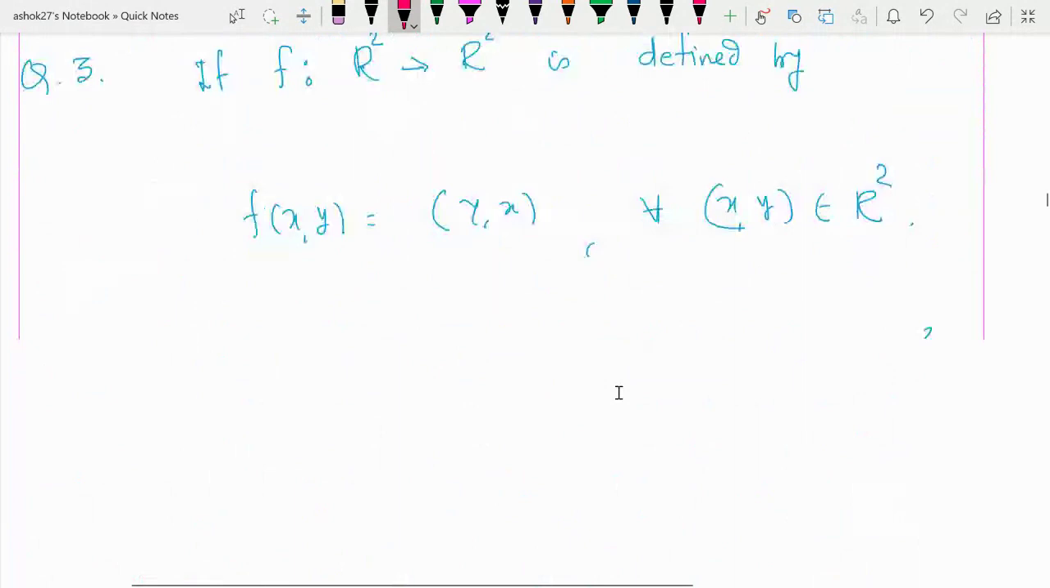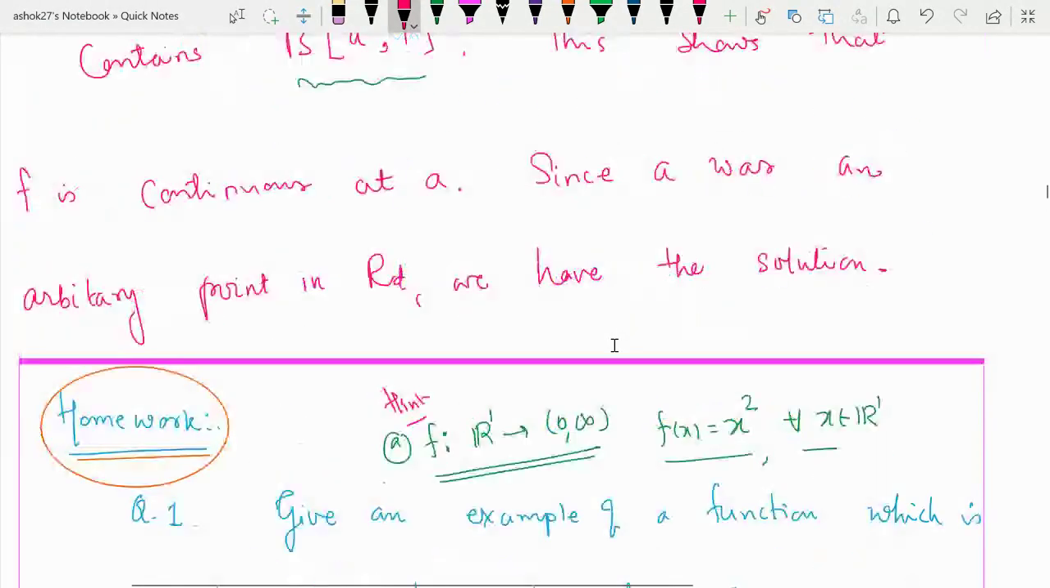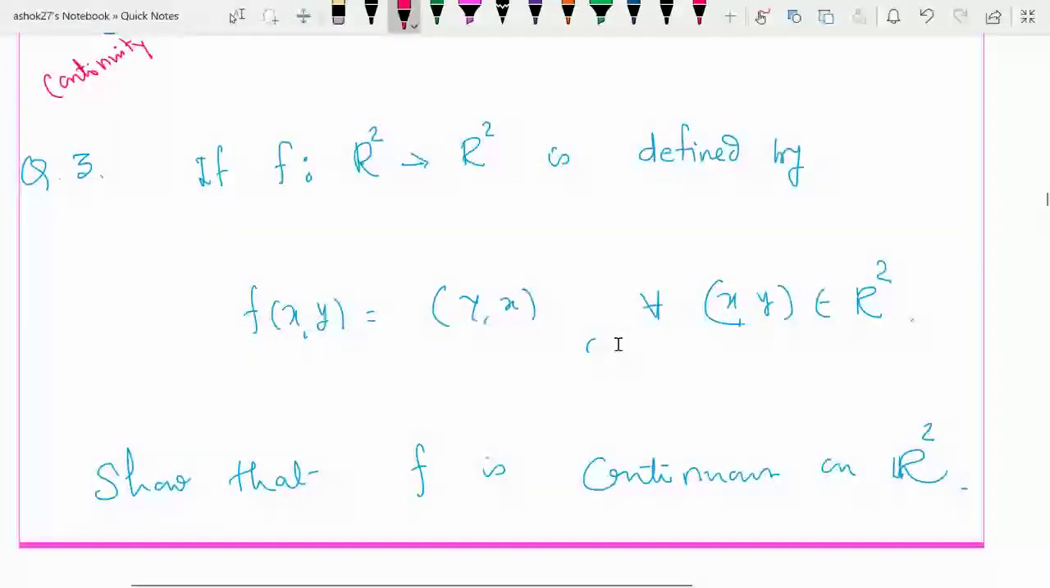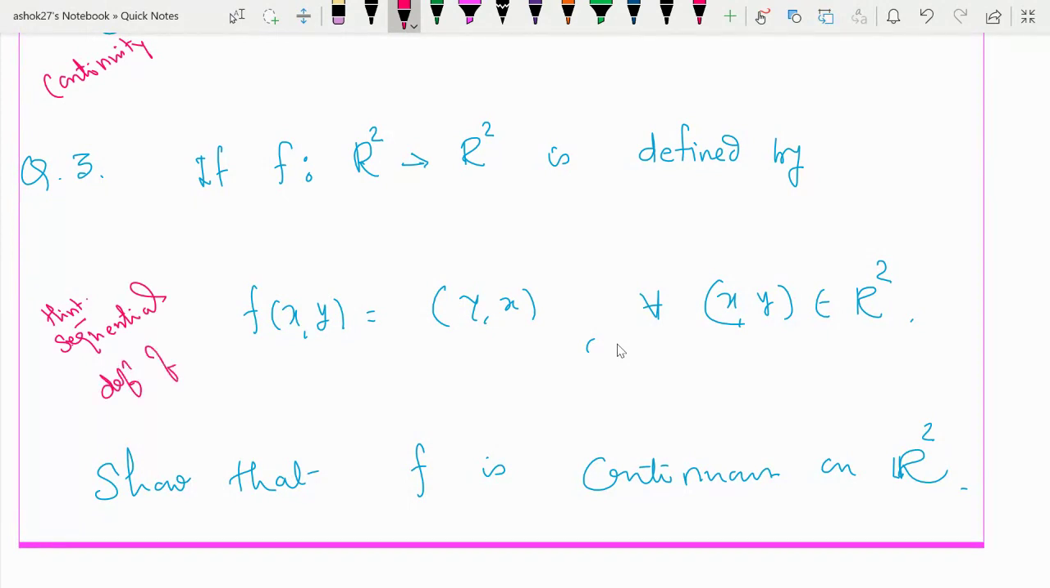And the third question. If f is a mapping from R square to R square and it is defined by f of (x, y) equal to (y, x). Again, you can use here the sequential definition of continuity. If f of (x, y) equals the ordered pair (x, y), what is the image of the ordered pair (x, y) under f? It is the ordered pair (y, x), for all (x, y) belongs to R square. The question is to show that f is continuous on R square.